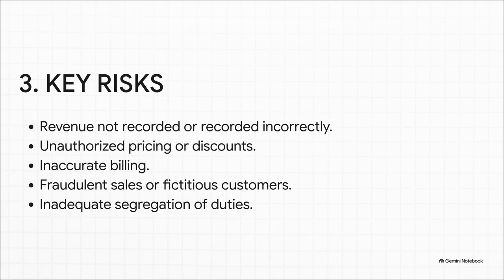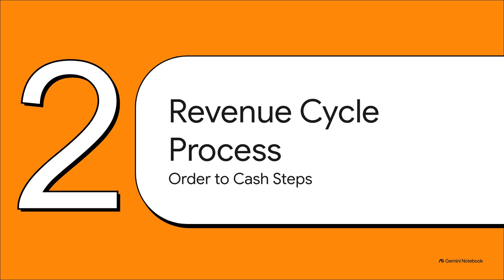Imagine just one single rogue employee having the power to both approve massive discounts in the system and then physically collect the cash. That is a total recipe for disaster, and it's exactly the kind of nightmare scenario this audit is designed to prevent. Now for Section 2, which is where things get really interesting.